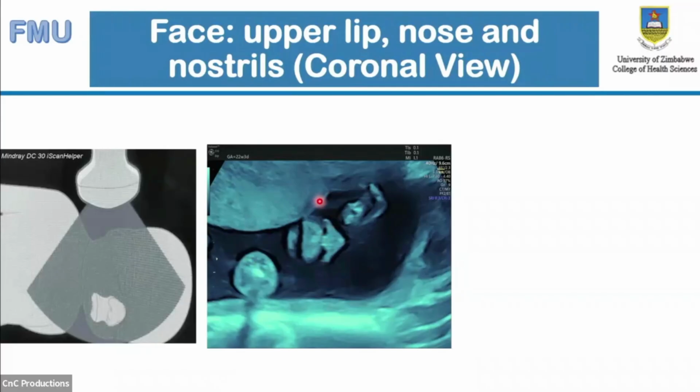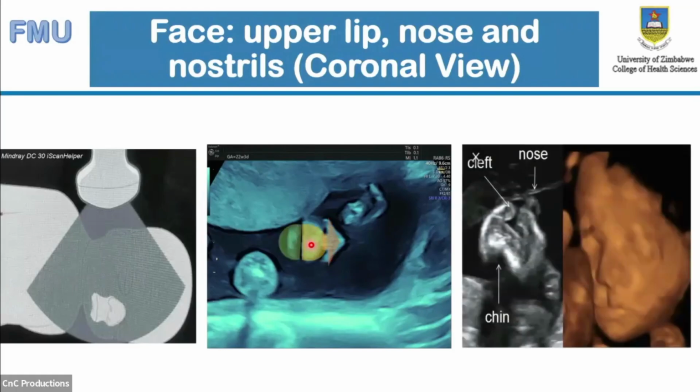There are certain pathologies whereby there is a single nostril, and also we rule out any defects on the upper lip, like in this case where there is a cleft lip. So these are the images that we expect you to get when you are assessing the fetal head and face.